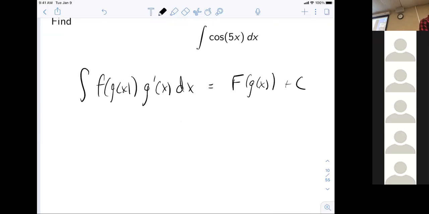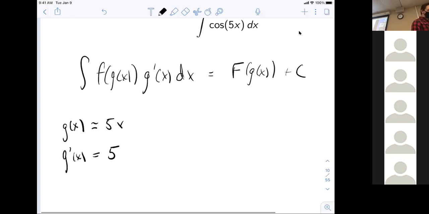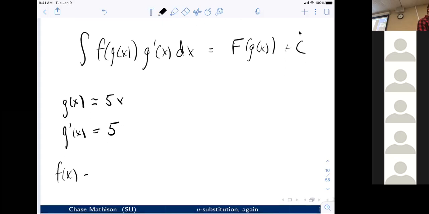So what is g of x here? What's the inside function? 5x, very good. The inside function is 5x. That makes g prime of x equal to 5, right? The derivative of 5x with respect to x is just 5. And what's the outside function? Little f of x. Very good. Cosine of x.